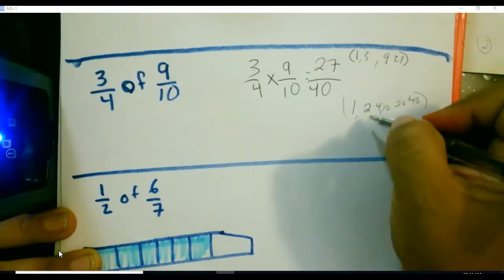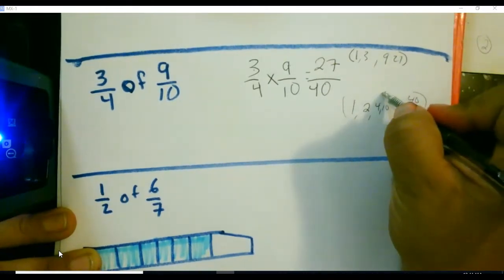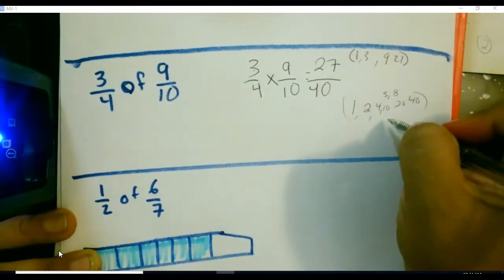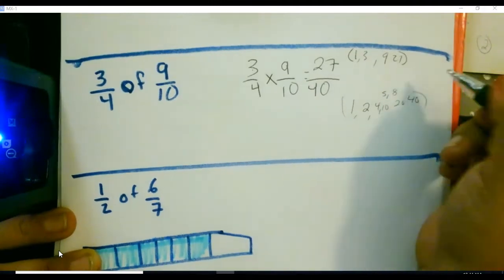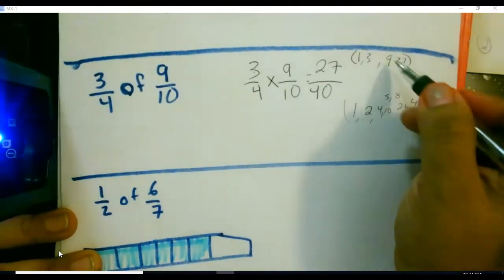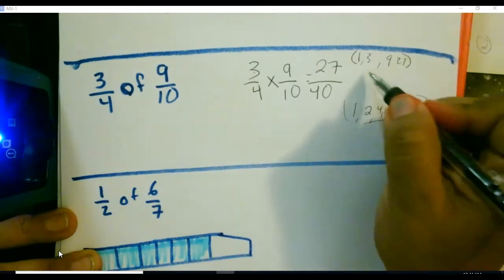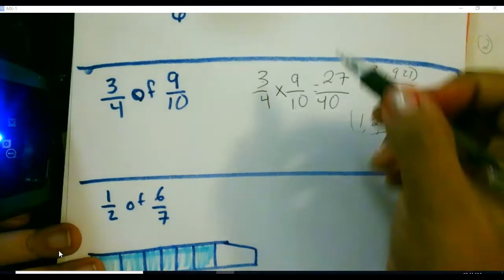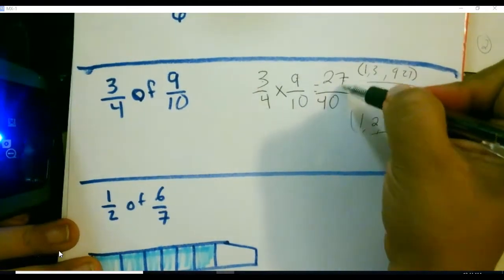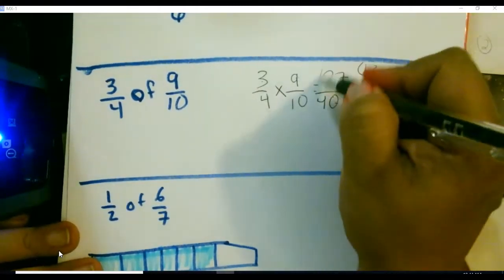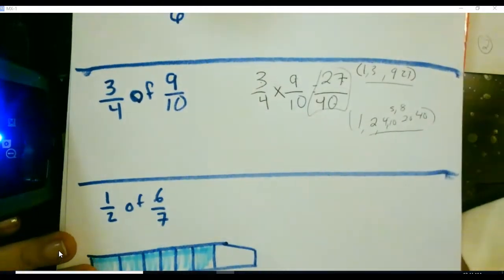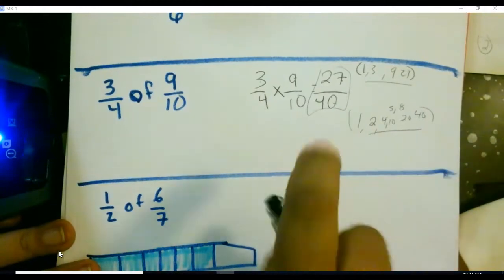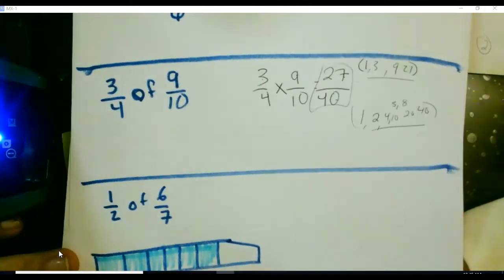5, 5 and 8. And then 6, no. You need to know your multiplication facts to do this. So I don't see any common factors. That means that it's already in its simplest form. And my numerator is smaller than my denominator, so that means that it's not a fraction greater than 1, so I don't need to rewrite it as a mixed number. So in this case, the answer is 27 over 40.